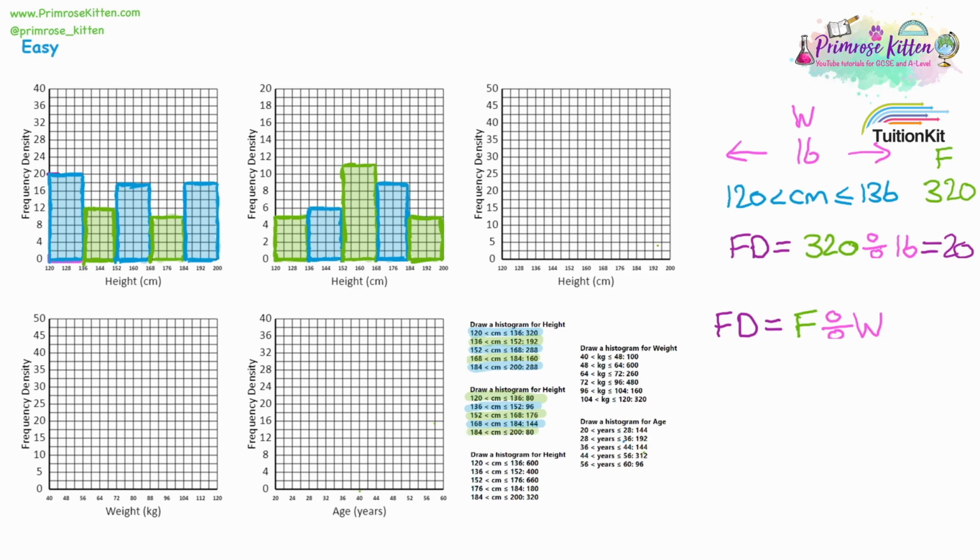next questions. Moving on to our third question, and again it's another set of heights, many more people included in this group this time, and we have some different group sizes to deal with. But we are going to start off the same. We are in between 120 and 136. We've got a width of 16, so we're going to divide the total 600 by 16 to give us 37.5.